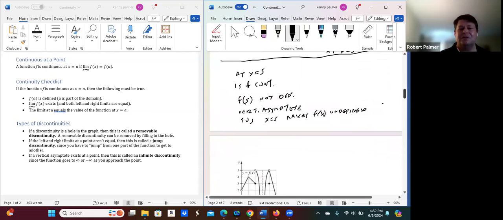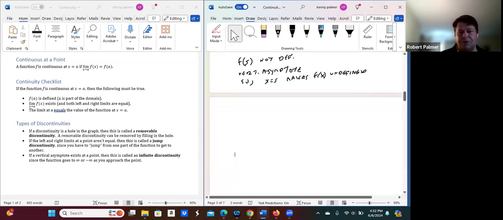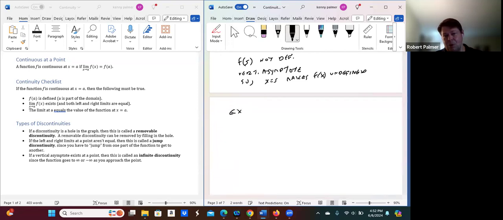Let's see. So next, let's actually look at a specific function. Let me move this down a bit more. I'll use this part here for another graph. Let's do another example, where instead of giving you a graph, I give you a function. Let's call this number 1.